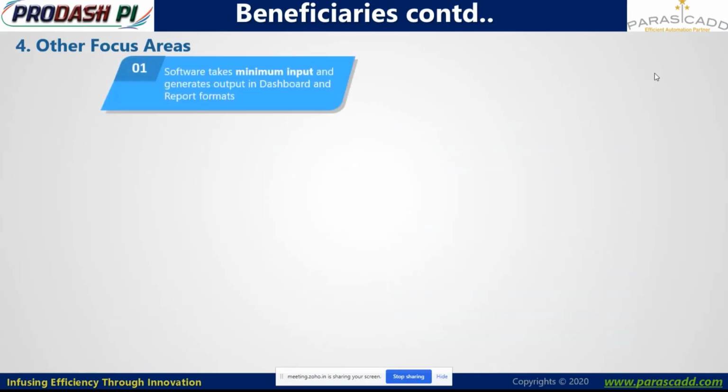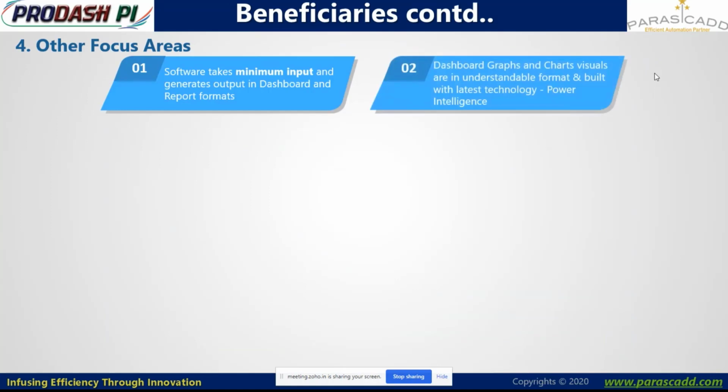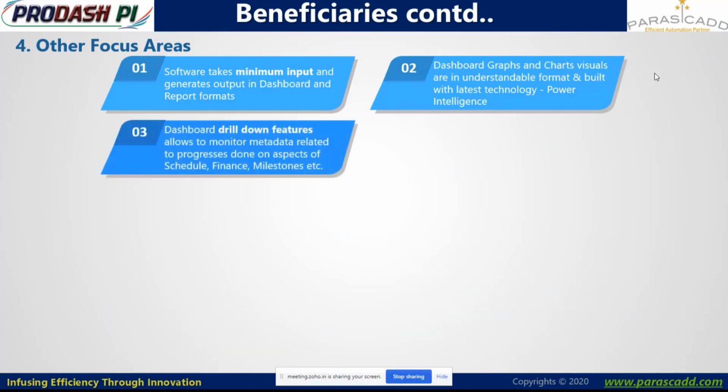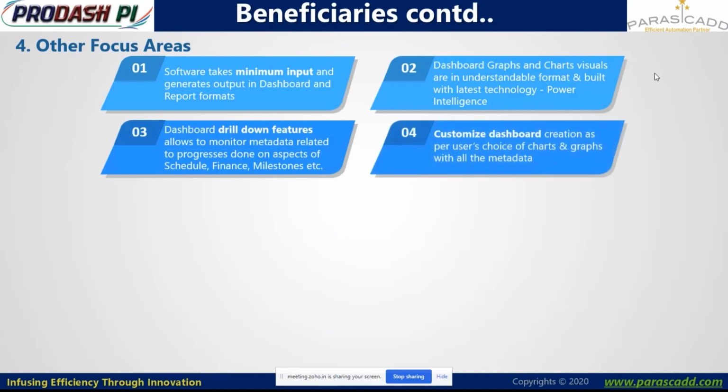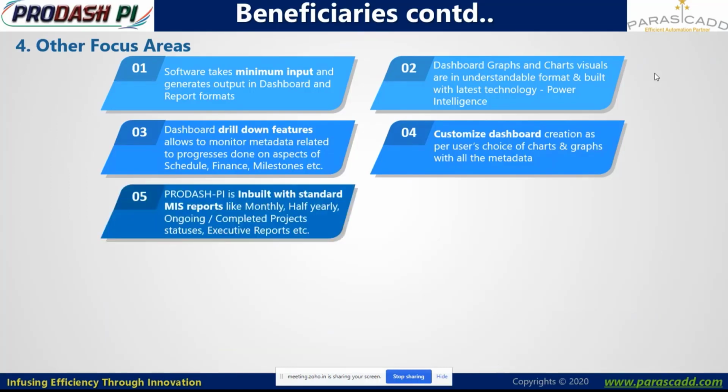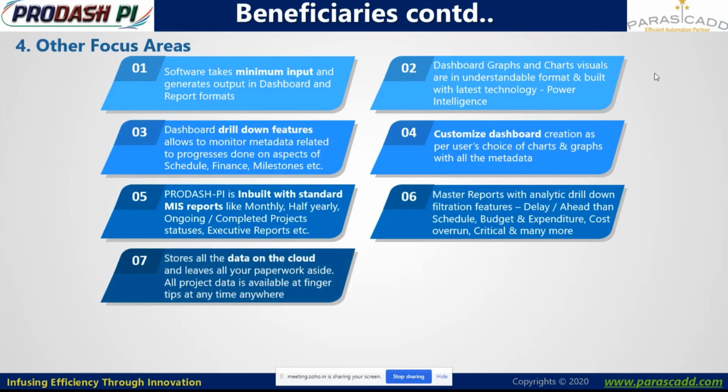The other focus areas: the software takes minimum input, as I talked about earlier on the schedule side and the costing side. It shows the dashboard graphs and chart visuals in a pre-split manner, like portfolio wise, owner wise, sector wise, and project wise. Drill down features are available. Any query can be run through this robust drill down feature. A customized dashboard feature is available. PRODASH-PI is inbuilt with standard MIS reports that I have shown you earlier, like executive summary status reports, monthly reports, half yearly reports, and annual reports. Master reports are available over there.